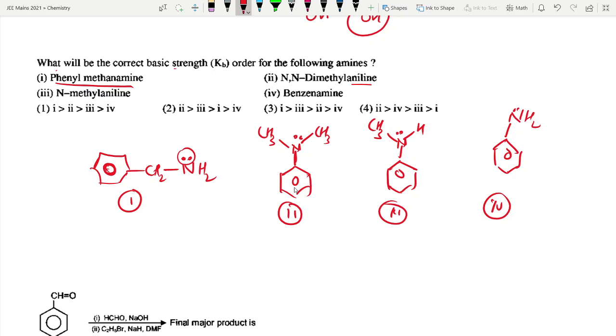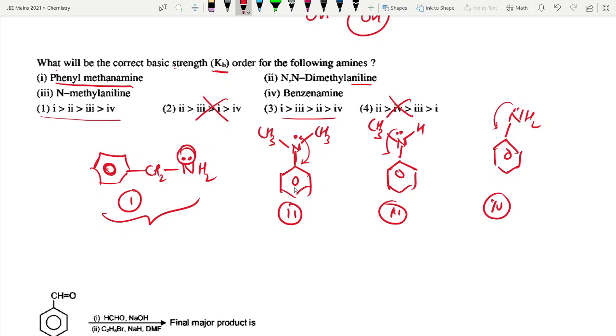Okay, so the best base is of course the first one, because in all of the others these lone pairs are involved in conjugation with the ring, so less available, but here this one is very easily available, and the best one is first. So the correct basic strength, Kb, order. First, it could be the right one, this is not the right one. It could be the right one, this is not the right one.